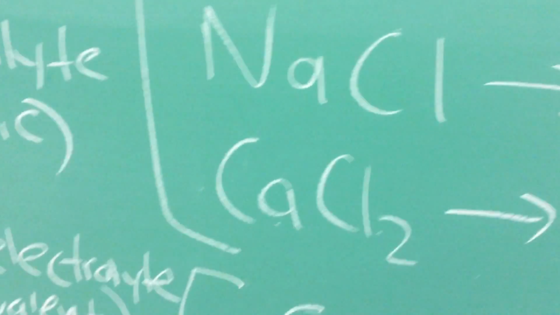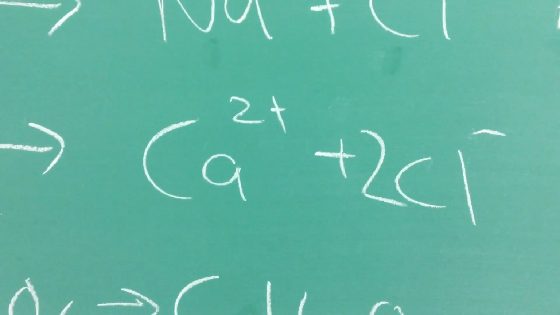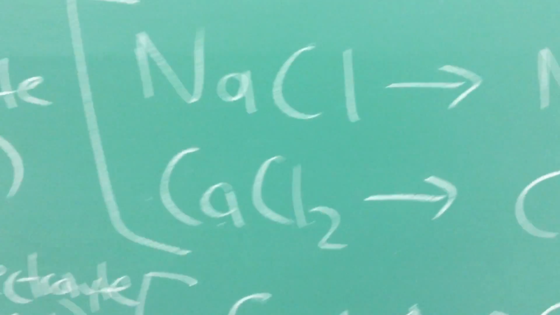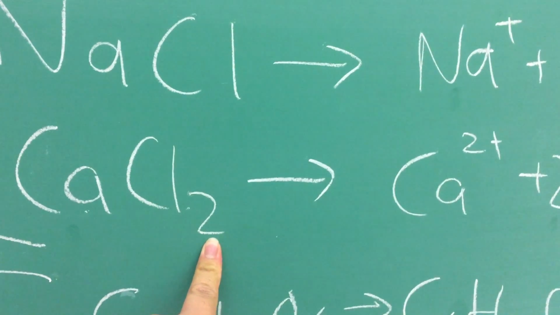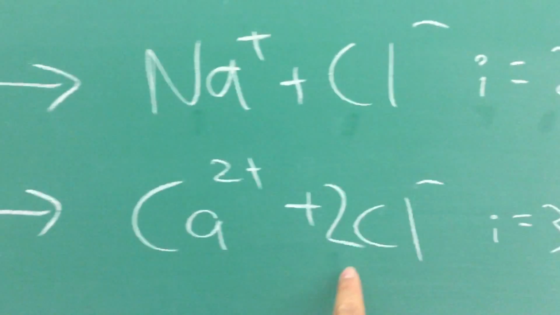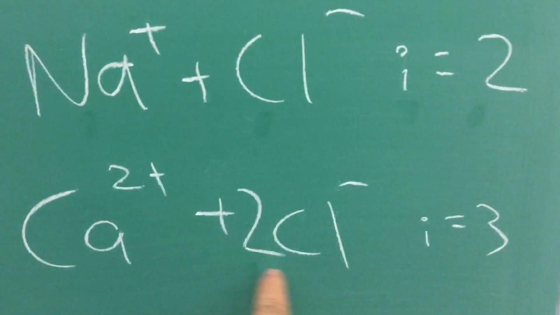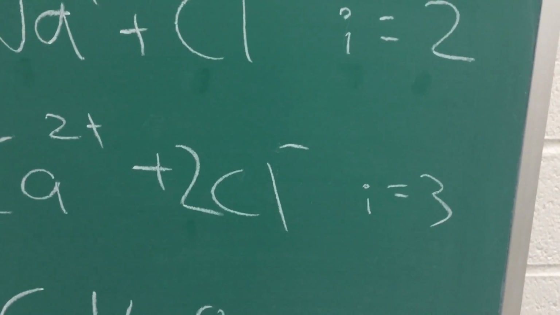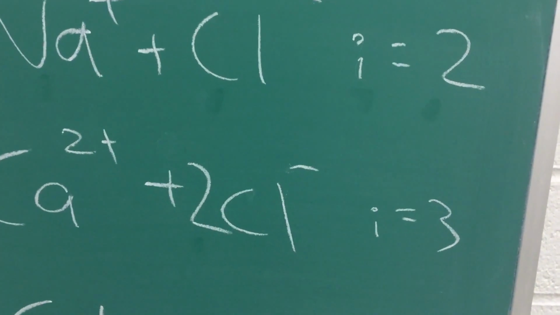But for calcium chloride, we split it into ions, and when we have to balance the equation, we add this extra 2, right? Because here I have 1 calcium and 2 chlorine atoms. Sorry, I spaced out. So when we balance it, we have 2 chloride ions and 1 calcium ion, right? So 1 plus 2 gives us 3. So the i is 3. So anytime we have ionic compounds, they're going to split into more than 1 ion. So i has to be greater than 1.